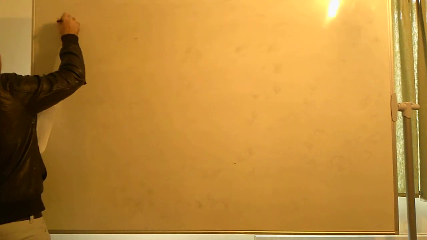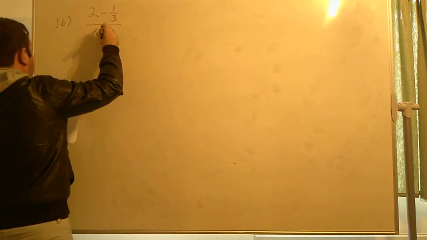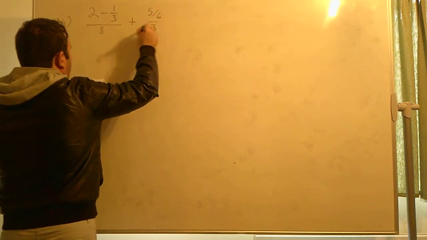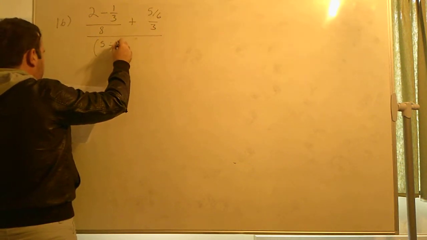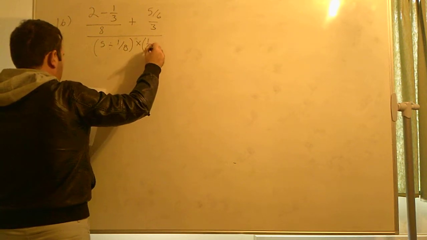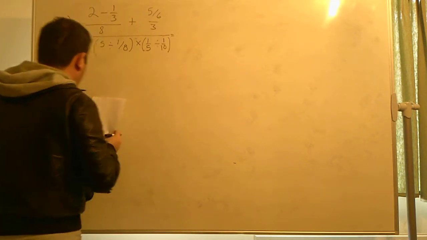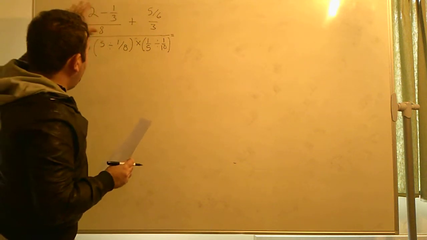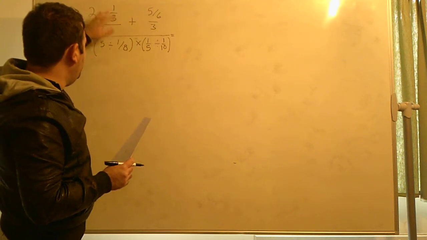Now let's skip to example number 16, which would be 2 integers minus 1/3 divided by 8 plus 5/6 divided by 3, all of these divided by 5 divided by 1/8 times 1/5 divided by 1/10. So again, this is another fraction where we have this numerator and then the denominator. So we're going to start with the first term.